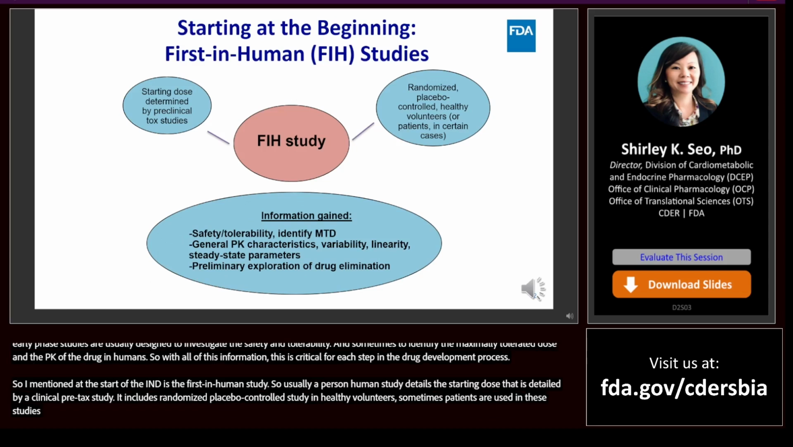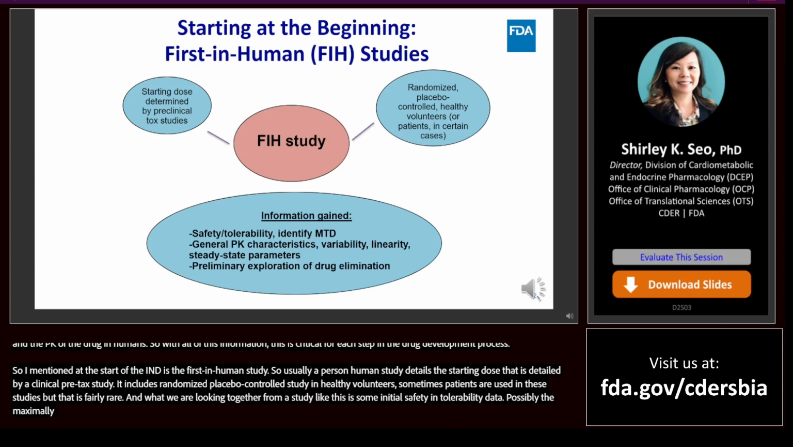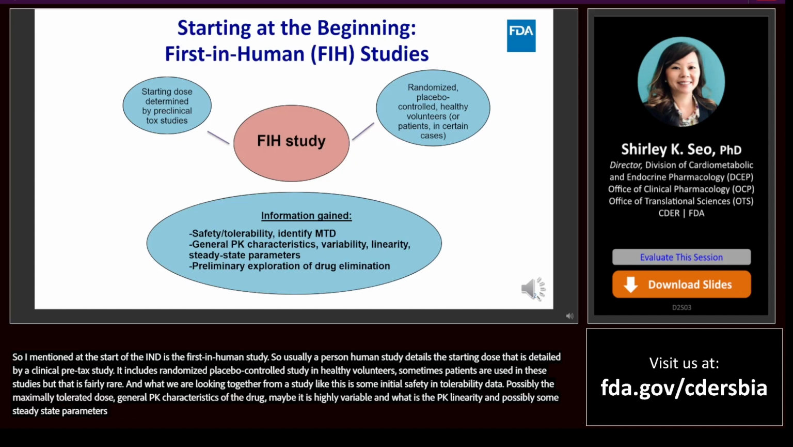And what we're looking to gather from a study like this is some initial safety and tolerability data, possibly the maximally tolerated dose, general PK characteristics of the drug, maybe it's highly variable, what is the PK linearity, and possibly some steady state parameters from the multiple ascending dose study. And preliminary exploration of drug elimination is also ideal.